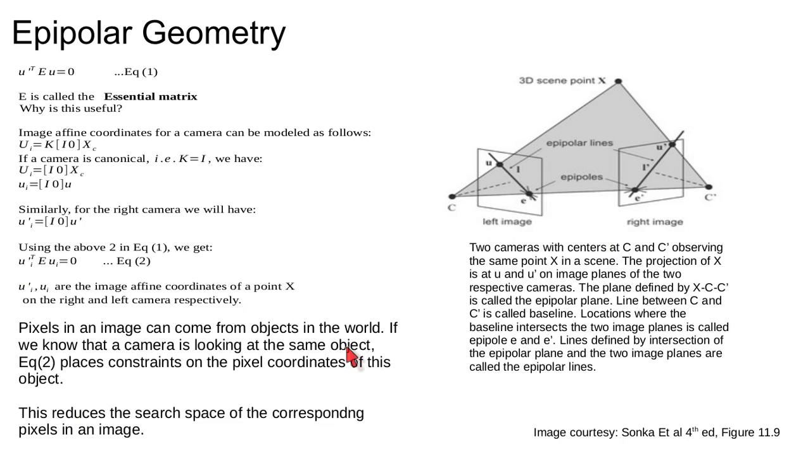Therefore, if we know that the camera is looking at some object in the scene and we want to identify a given pixel ui, which pixel does it correspond to in another image, we will be able to use this equation to limit the coordinates of ui dash.